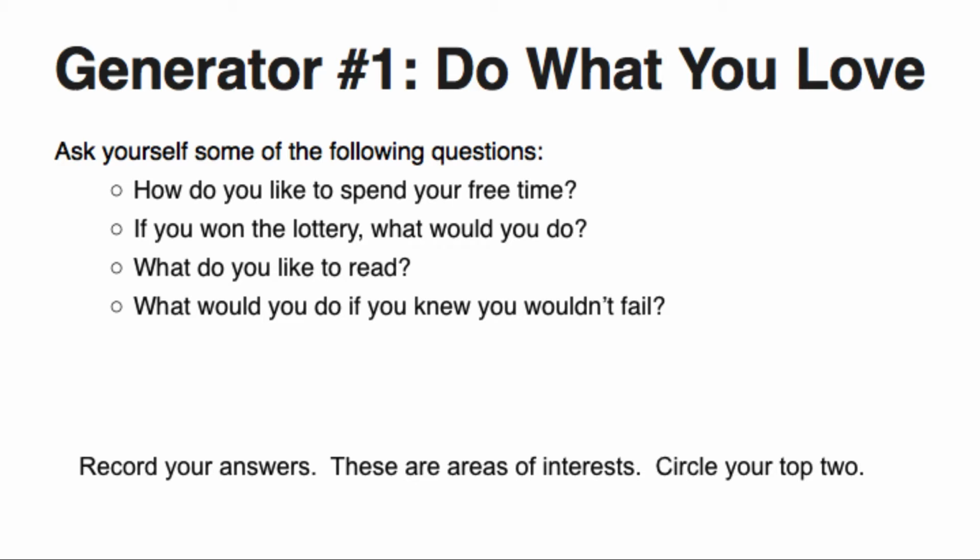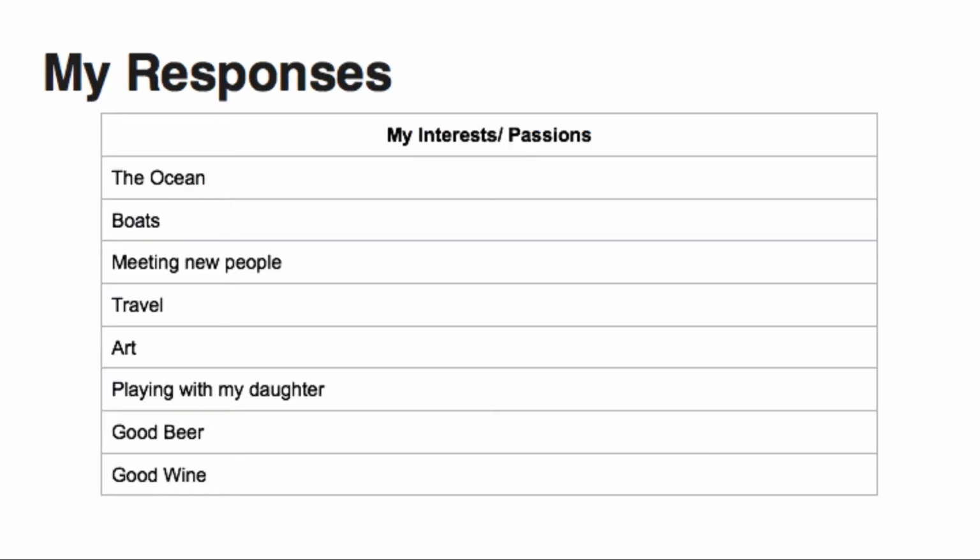So this gives me 2 directions that I can go with some of my internal evaluation or internal analysis of things that I love or things that I'm interested in. So it gives me a starting point. Another way that you can do this is just by listing off some of your interests and your passions. So here I have that I love the ocean, and I love boats, and I love meeting new people, and as I said, I love to travel. I love arts and museums. I love playing with my daughter. I love a good beer, and I also love a really good wine. So these are some of my interests and my passions. So write down some of yours.